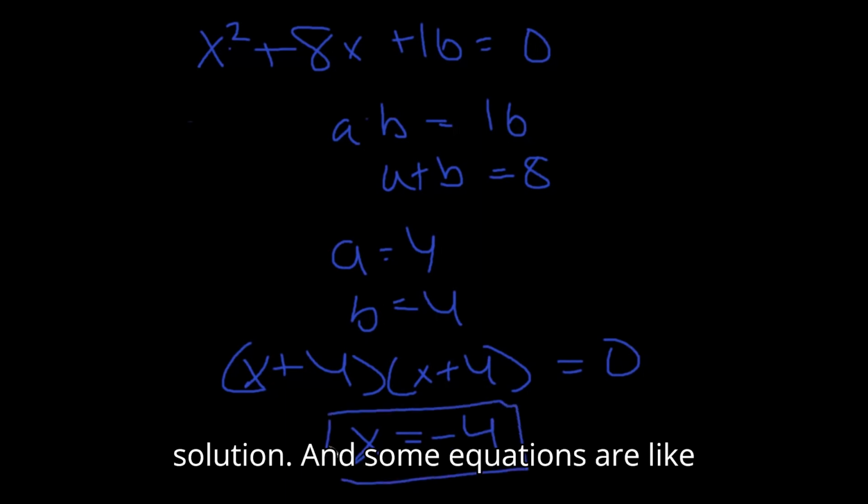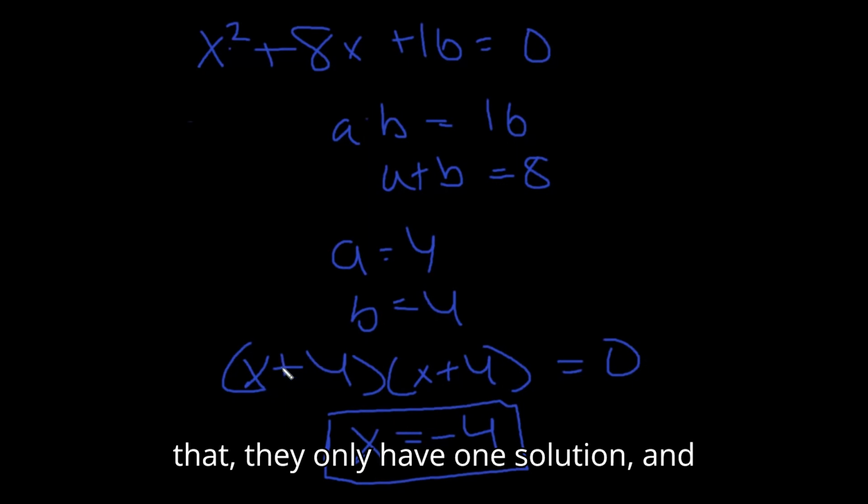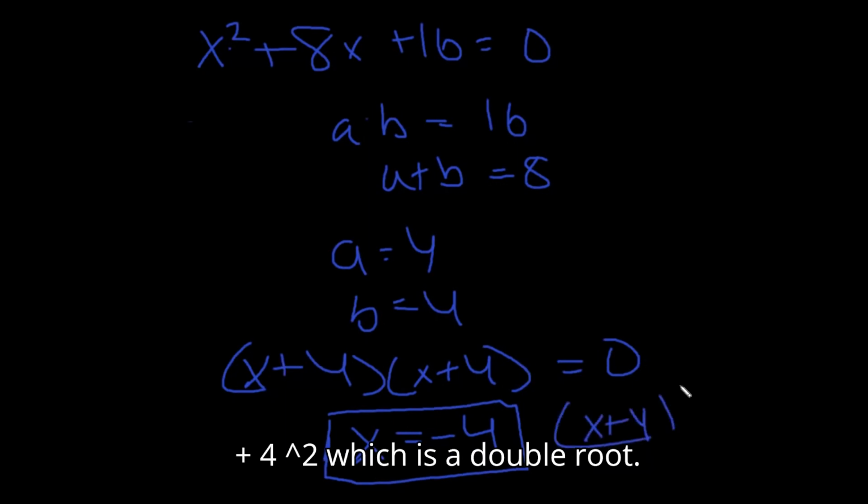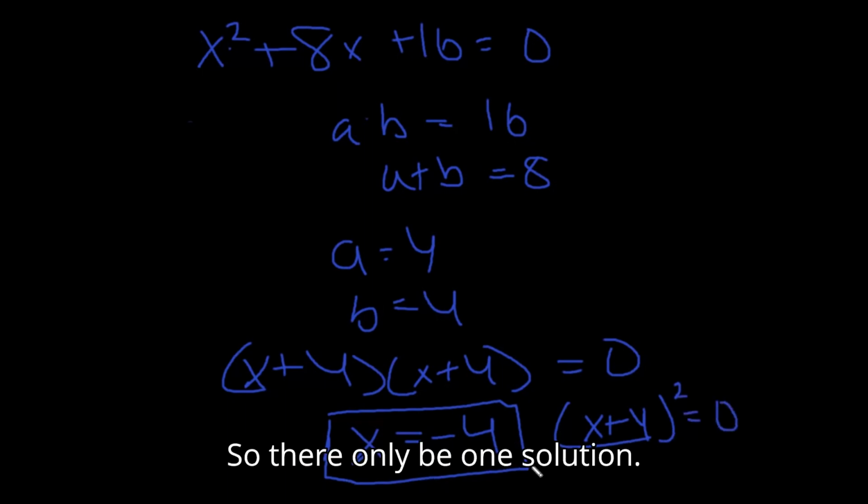And some equations are like that. They only have one solution. And that's because this equation will lead to x plus 4 squared, which is a double root. So there'll only be one solution.